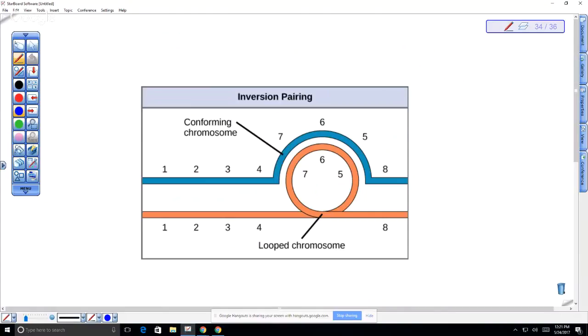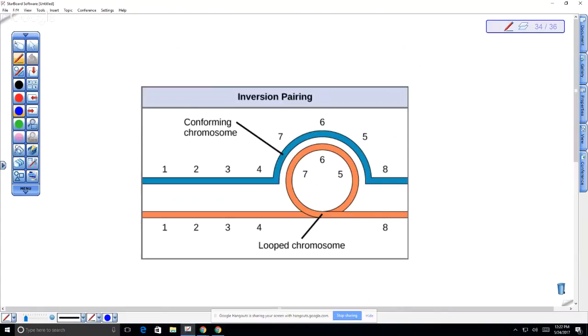So notice that this is out of order. So it goes like 5, 6, 7 instead of 7, 6, 5. And so in order for our chromosomes to line up, they actually create a loop. When people look at these and the chromosomes are lined up, you might actually see a loop in one of the chromosomes because it's trying to line up so that the genes are next to one another, so that when crossing over occurs, you do not get mistakes being made.